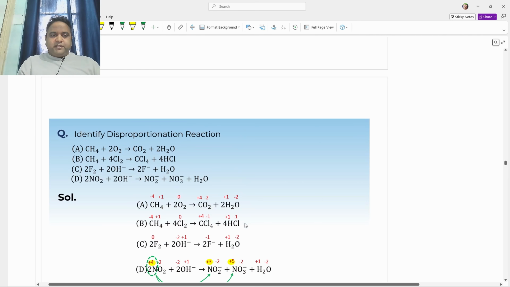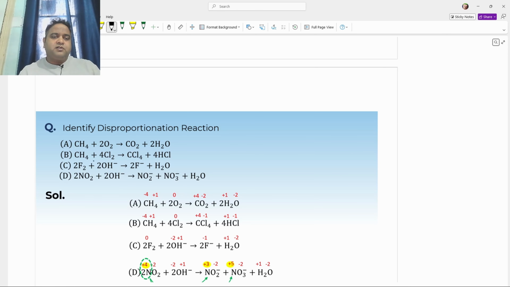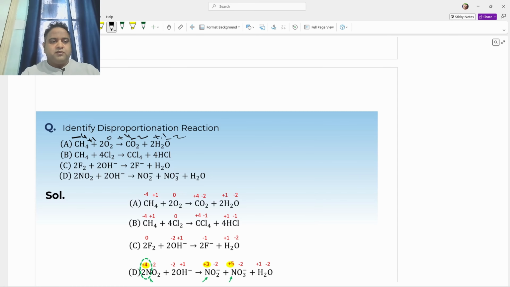Now you can identify whether there is a disproportionation reaction or not. Carbon is having -4, hydrogen having +1, 0, -2, +4, -2 and +1. So now, oxidation state, it is not a disproportionation because the same element is not going into two different oxidation states. So this is not a redox. This is not the case of a disproportionation reaction.